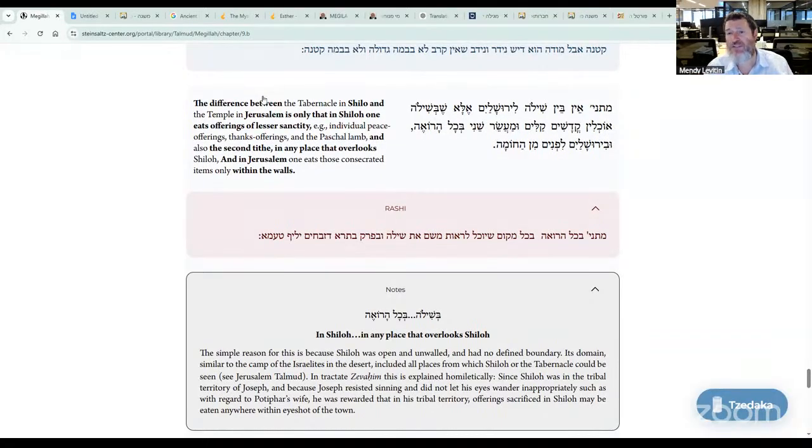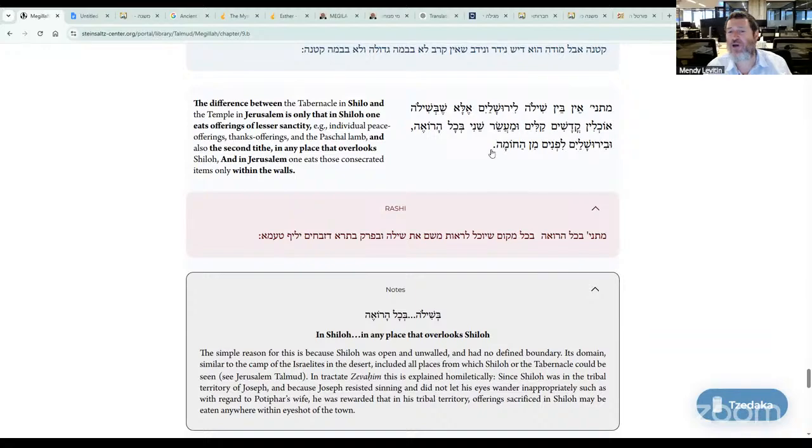Two reasons why the question is. One, Shiloh was not a walled city. And also, we're going to see that there's a more mystical reason, because there was a gift to Shiloh. It was in the land of Joseph, meaning the descendants of Joseph, because it was in Ephraim. So therefore God gifted Joseph for holding up, for not having relations with the wife of Potiphar. He was gifted this idea, which is that in Shiloh, you could eat it b'chol haroya.